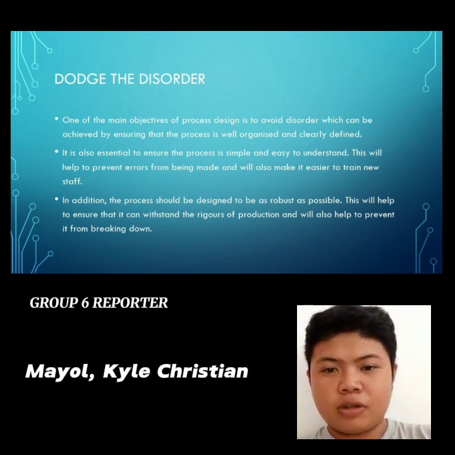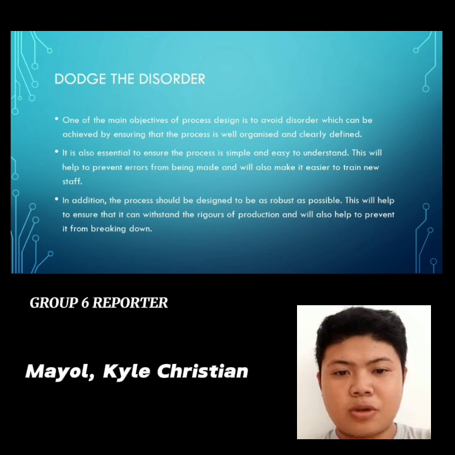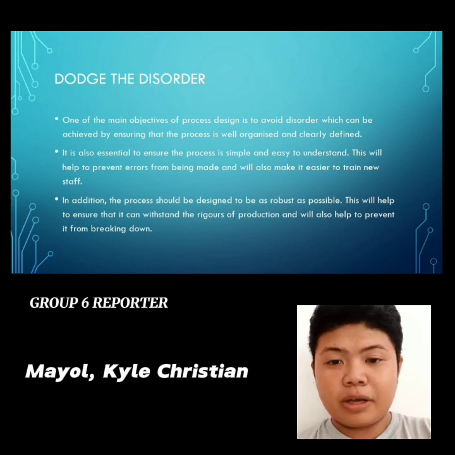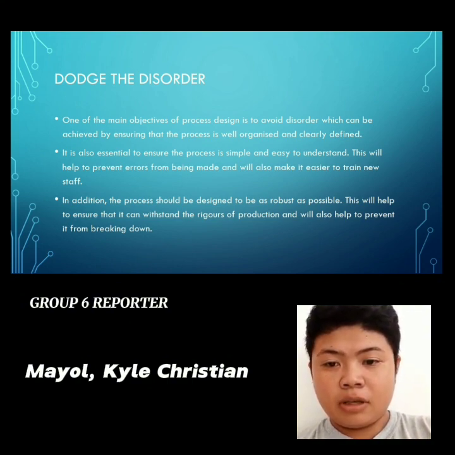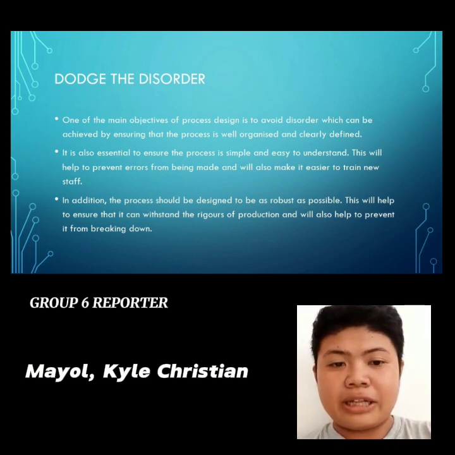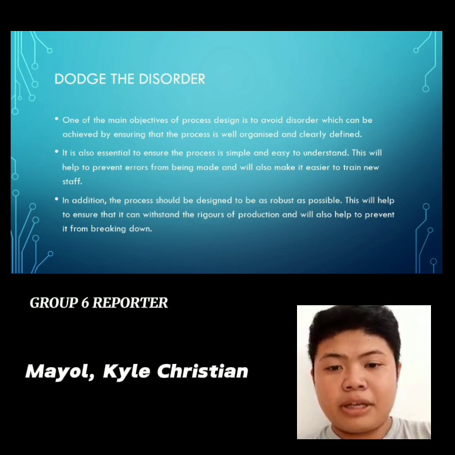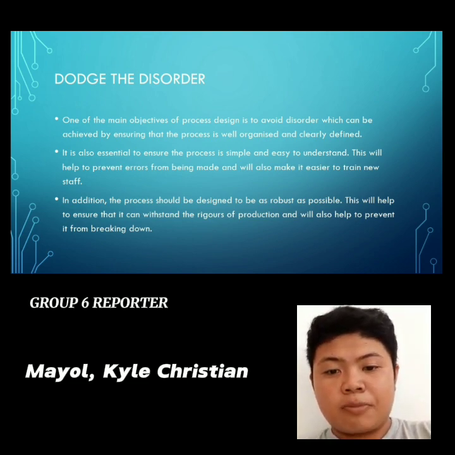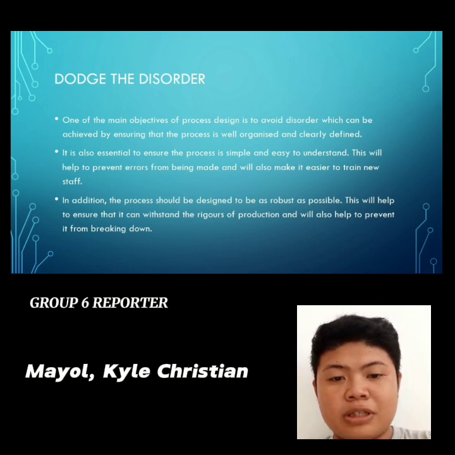Dodge the disorder. One of the main objectives of process design is to avoid disorder, which can be achieved by ensuring the process is well organized and clearly defined. It is also essential to ensure the process is simple and easy to understand. This will help to prevent errors from being made and will also make it easier to train new staff. In addition, the process should be designed to be as robust as possible. This will help to ensure that it can withstand the rigors of production and will also help prevent it from breaking down.